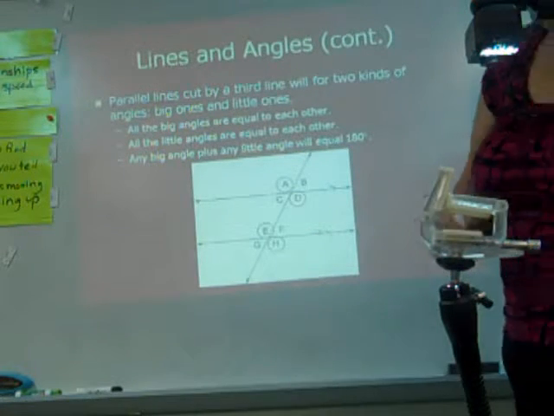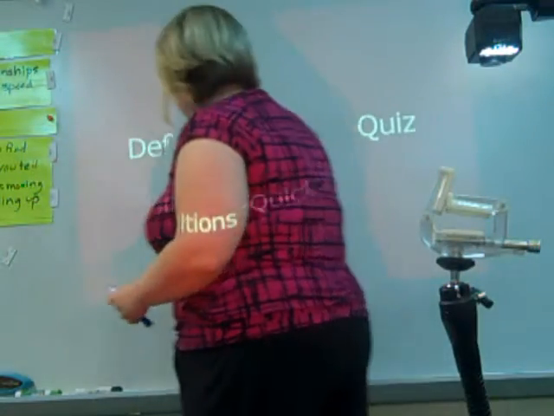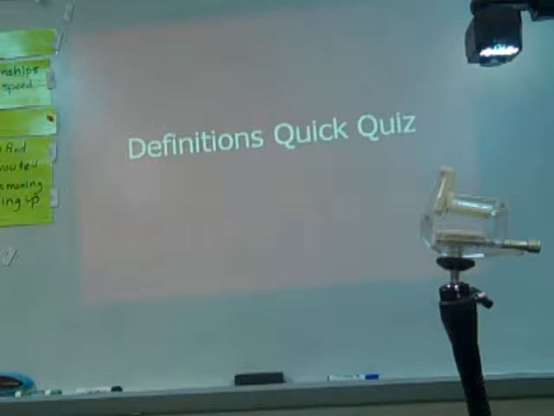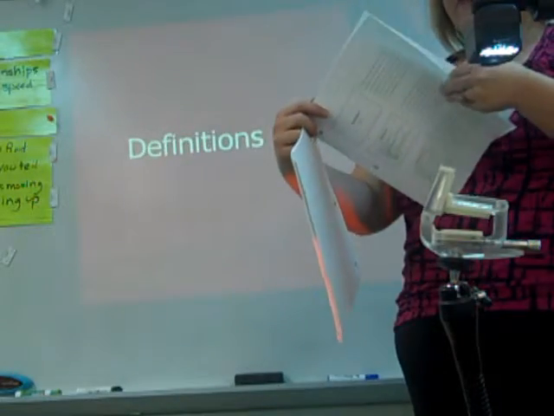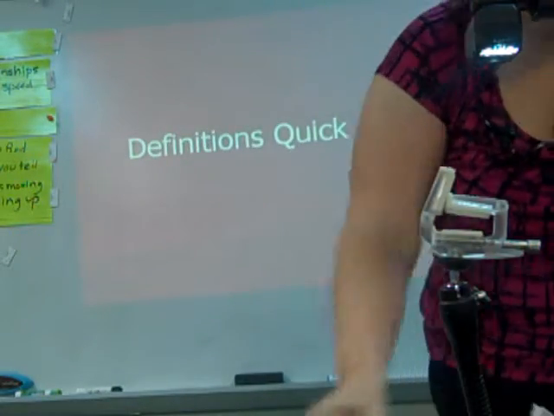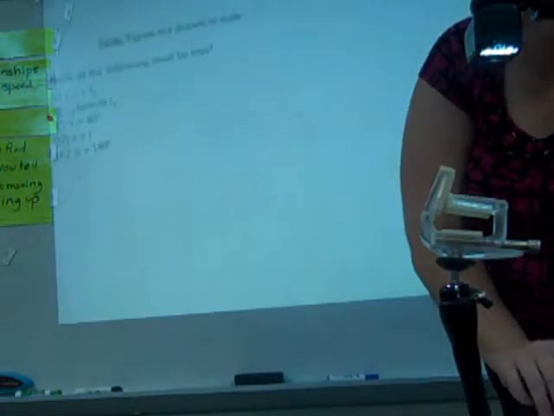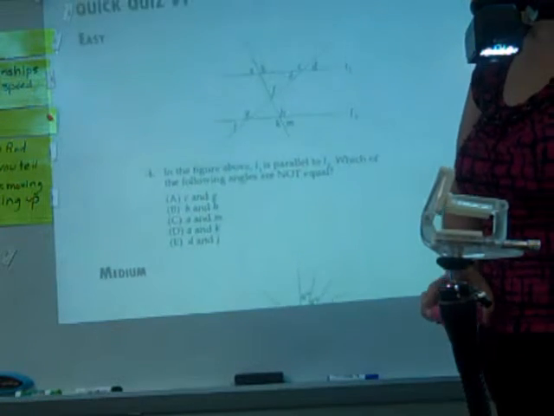Okay. All right. So definitions, quick quiz. Quick quiz number 1. So flip in your little packet. Towards the back. Actually, it's more towards the middle. It's about the 4th page back. You should see quick quiz number 1. There's an easy, a medium, and then a hard on the next page. So take about 5 minutes to do those, and then we'll go over them.